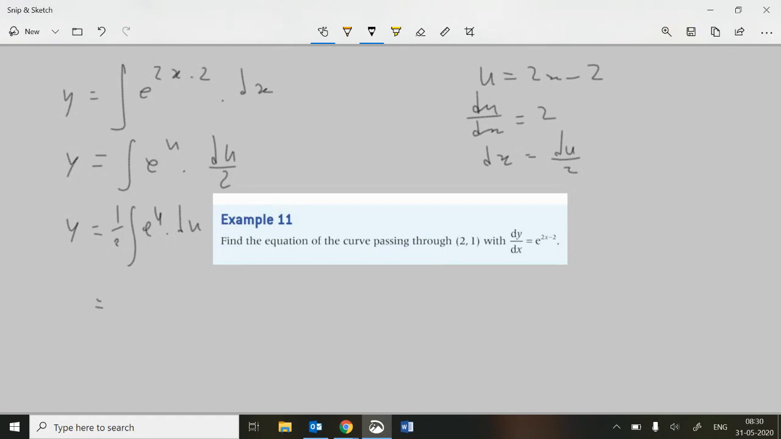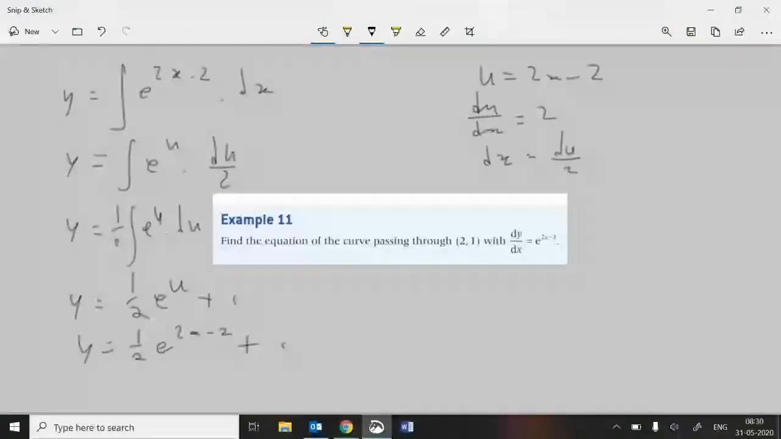Now, e to the x differentiates to e to the x, and the same with e to the u. So when we go backwards, we're still going to get e to the u. So we've got a half e to the u, and then plus c there as well, and that's equal to y. Now, we've got this coordinate point (2, 1). But before we can use that, it says nothing about u, so we need to change this u again. So u is equal to 2x minus 2, giving e to the 2x minus 2, plus c there.